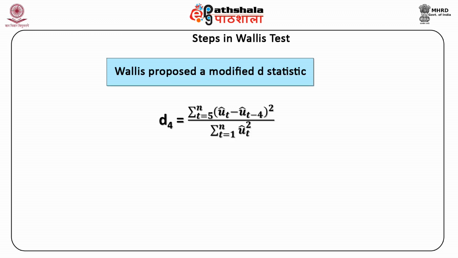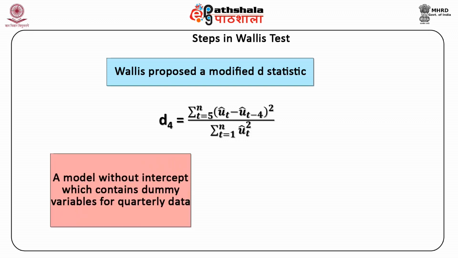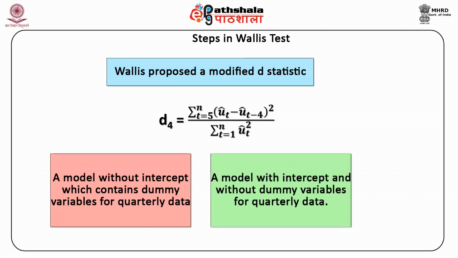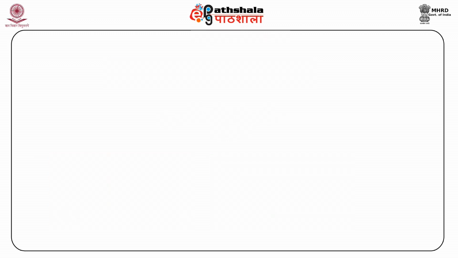The test can be used for a model without intercept, which contains dummy variables for quarterly data, or for a model with intercept and without dummy variables for quarterly data. Wallis derived upper and lower bounds for d4. Tables for different significance points have been derived separately for both these models.